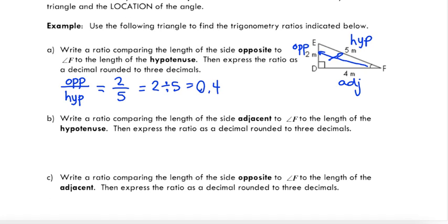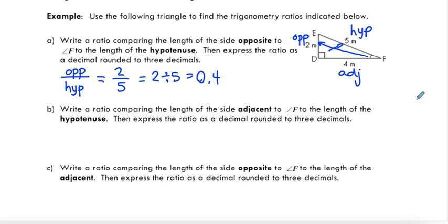The second part of this example asks us to write a ratio comparing the length of the adjacent side to angle F to the length of the hypotenuse. All right, so now let's take a look. The length of my adjacent side is 4. The length of my hypotenuse side is 5. And if I divide 4 by 5, I get 0.8.